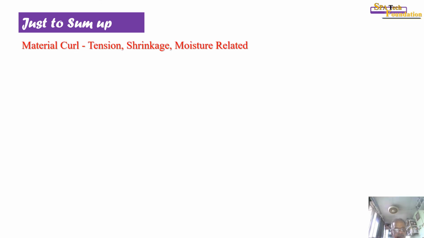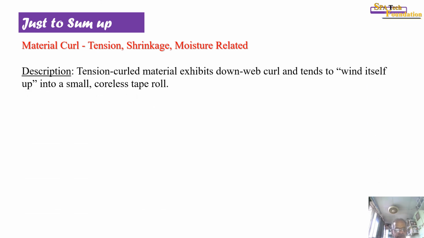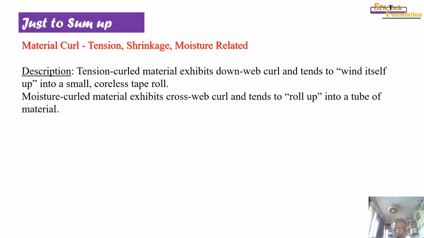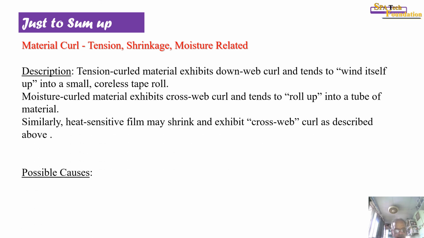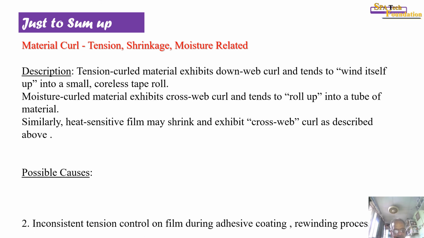Material curl, tension, selection, shrinkage, moisture related. Tension curled material exhibits down web curl and tends to wind itself up into a small coreless tape roll. Moisture curled material exhibits cross web curl and tends to roll up into a tube of material. Similarly, heat-sensitive films may shrink and exhibit cross web curl as described above.